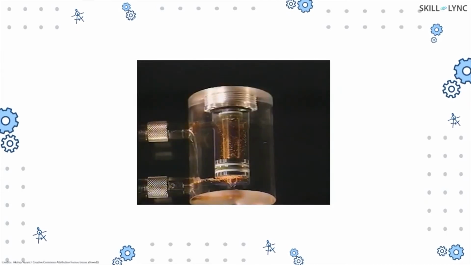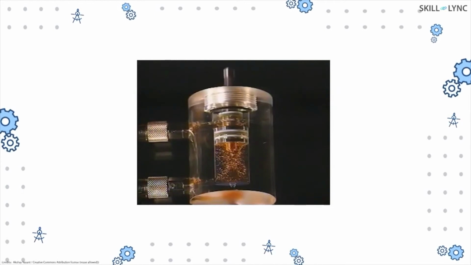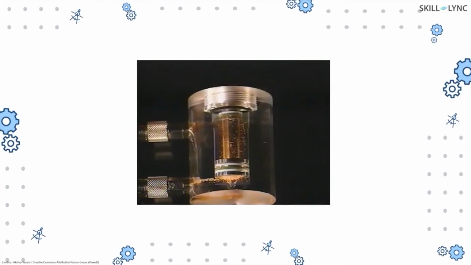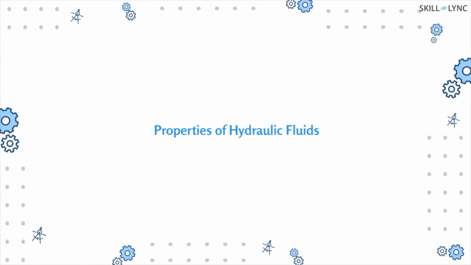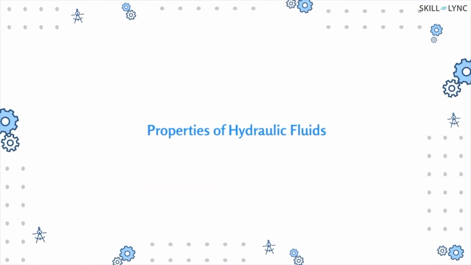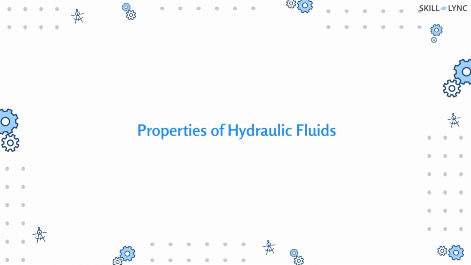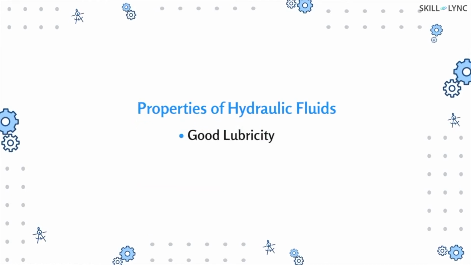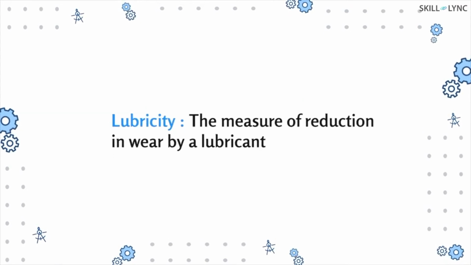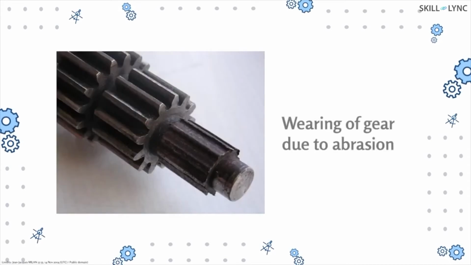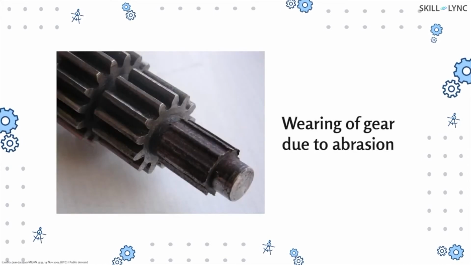The selection of hydraulic fluid is dependent on the requirements of the power system. Nonetheless, the hydraulic fluid must possess some properties to be used in a hydraulic power system. Let's discuss some of these properties. First of all, the hydraulic fluid must have good lubricity. This is because if the surfaces of various components come in contact, then it may cause wear and damage to the system.